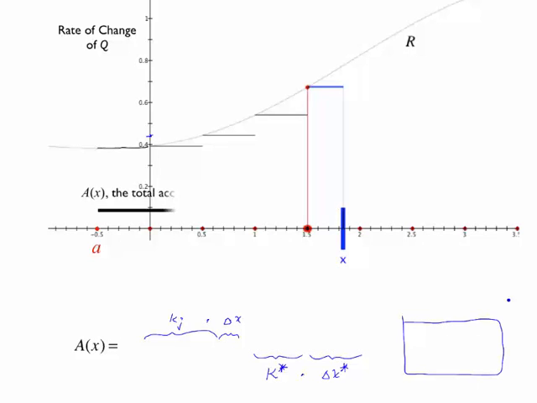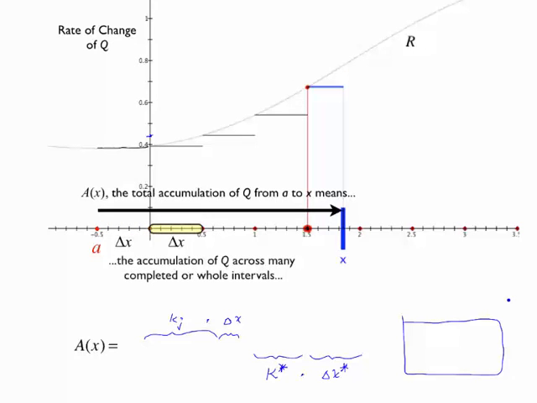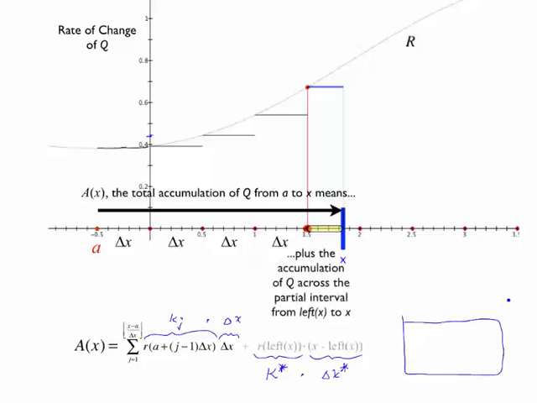Let's do it again. The total accumulation of Q from A to X means, what does it mean? The accumulation of Q across many completed or whole intervals, that's the first part of the equation. Plus, a little more accumulation for the partial interval. In essence, another k delta x. So it's just a sum of lots of k delta x's.